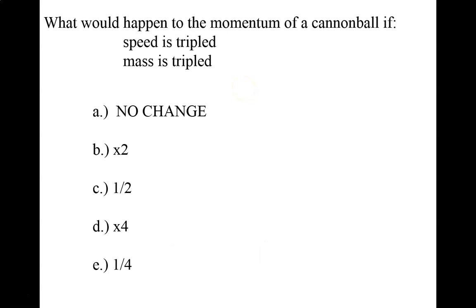What would happen to the momentum of a cannonball if the speed was tripled? Since it's just mass times velocity, if you triple the v, you're going to triple the momentum. I was just noticing that I don't actually have an answer that's correct on here. That's okay, it's a trick question. What would happen if I had an object traveling at the same speed but I tripled its mass? It's going to be the same thing. So that's going to be answer F, tripled. So ignore that.